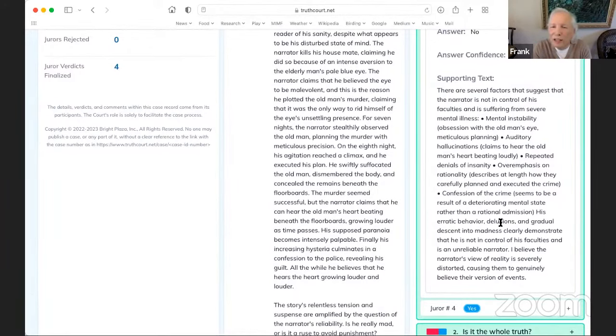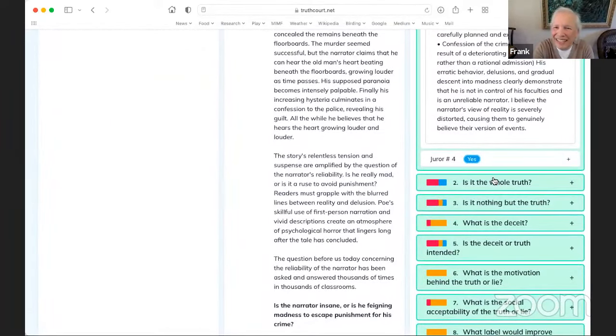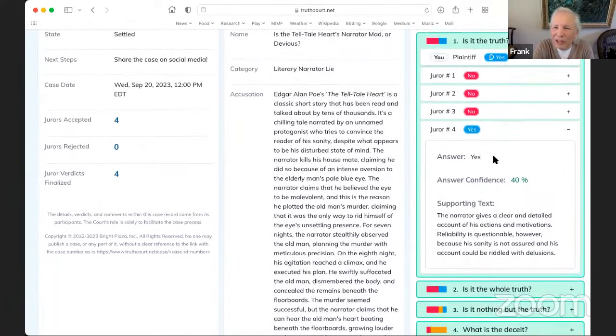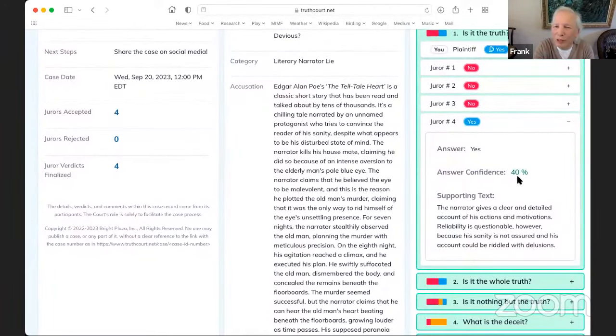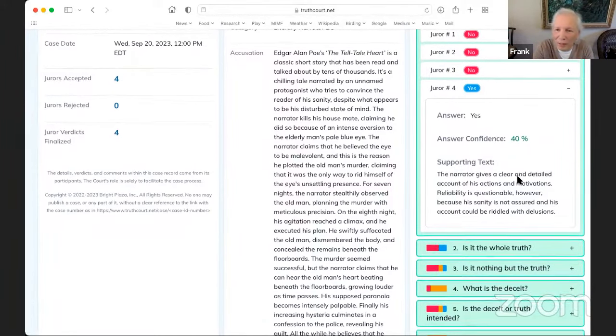Good answer, no support from the text, however. So you get marks against you for that in the literary analysis end of things. Okay. Juror number 4, yes. Juror number 4 says, yes, he is in control with only a 40% confidence level. The narrator gives a clear and detailed account of his actions and motivations. Reliability is questionable, however, because his sanity is not assured and his account could be riddled with delusions. Again, a good opinion. Would have liked to have seen something from the text to back that up.